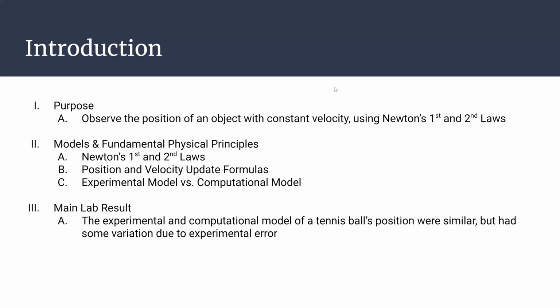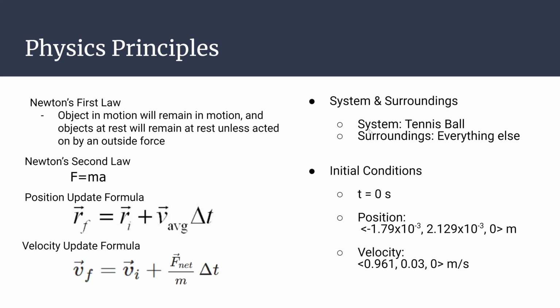So the purpose of this experiment was to observe the position of an object with constant velocity using Newton's first and second laws. Some of the physics principles that we used were Newton's first and second laws, position and velocity update formulas, and experimental model versus computational model. The main lab result was that the experimental and computational models of a tennis ball's position were similar, but had some variation due to experimental error.